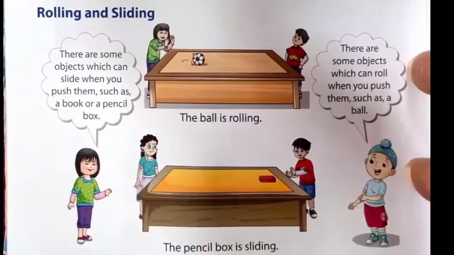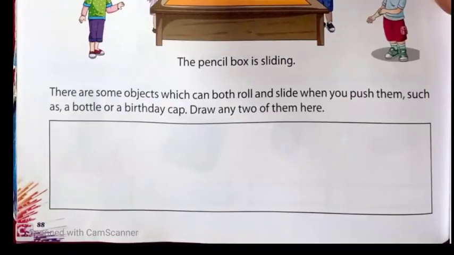Now let's talk about rolling and sliding. First we'll talk about the rolling. There are some objects which can roll when you push them, such as a ball. Then there is sliding. There are some objects which can slide when you push them, such as a book and a pencil. So dear students, I am giving you a task to do at home. There are some objects which can both roll and slide when you push them, such as a bottle or a birthday cap. Draw any two of them here.